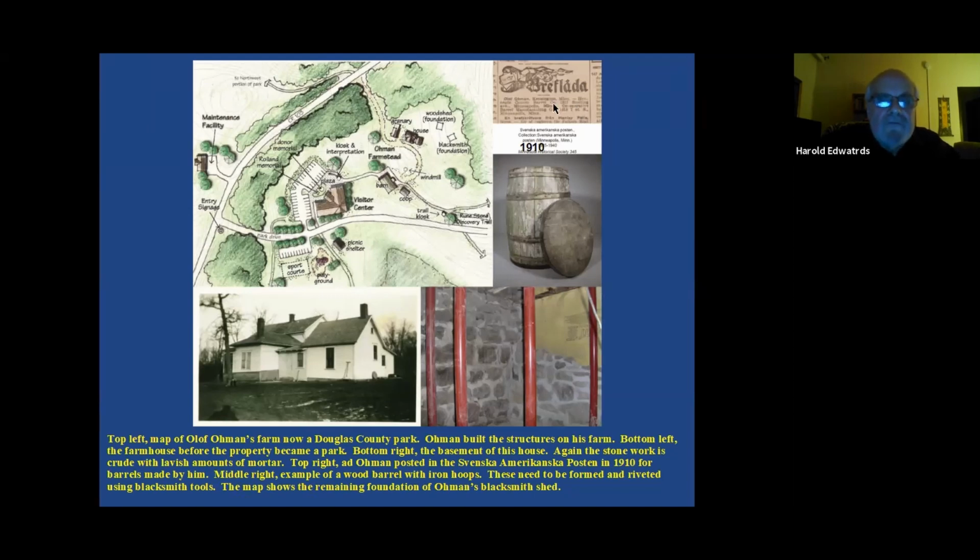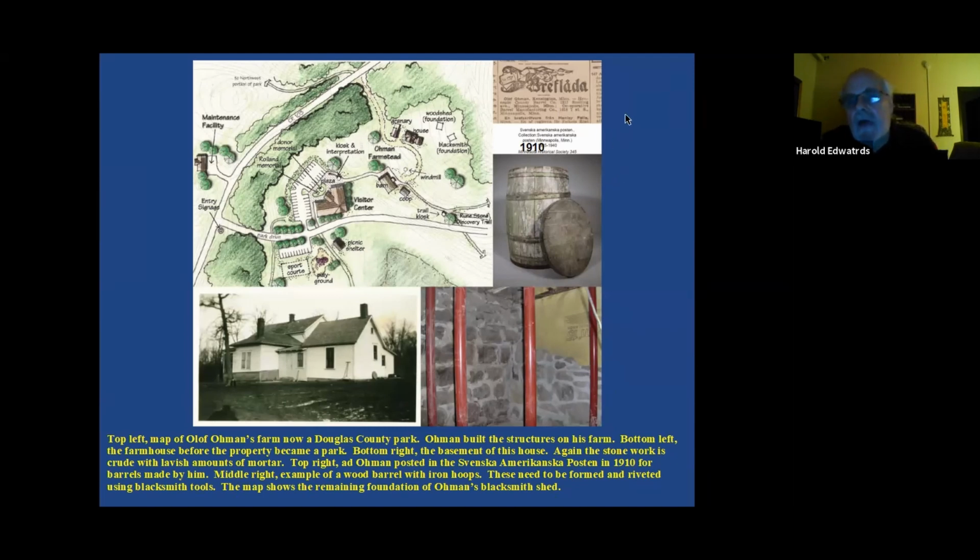The top right photo is an ad from a 1910 Swedish newspaper, the Svenska Amerikanska Posten. That ad was placed by Olaf Oman for barrel making. Being a carpenter, he would be well trained to make the staves in the barrel, but he also would need to make these iron hoops. These were made from iron ribbon.